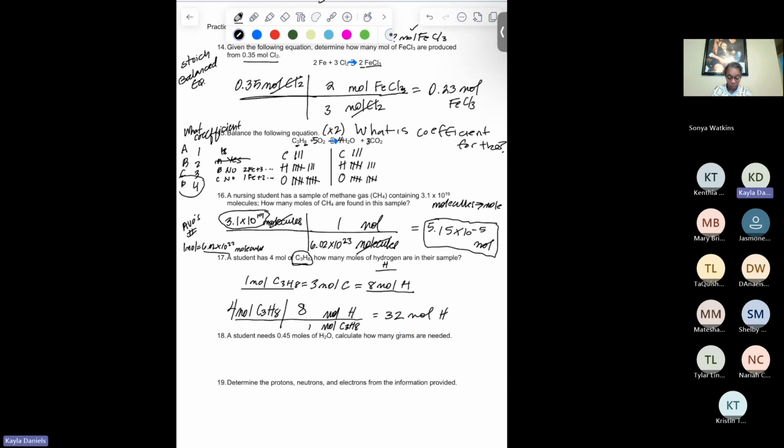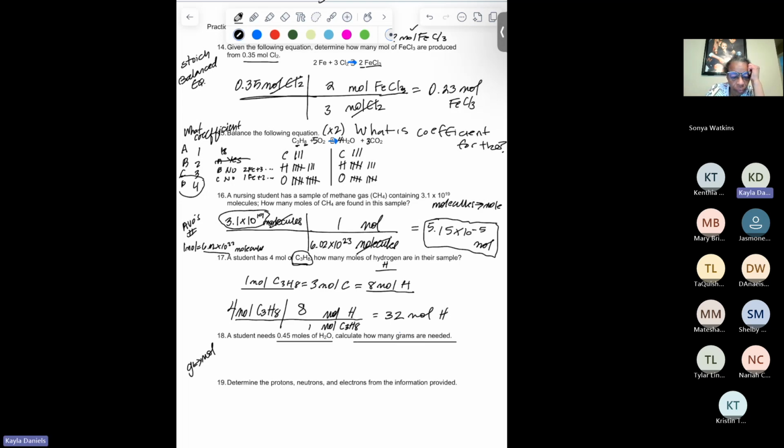All right, 18. I like 18, but it's also kind of like, why are we testing you on this if we're already going to test you on your ability to go from moles to grams in like a million different other problems? But it's fine. We're going from grams to moles or vice versa here. So a student needs 0.45 moles of H2O. How many grams is this?